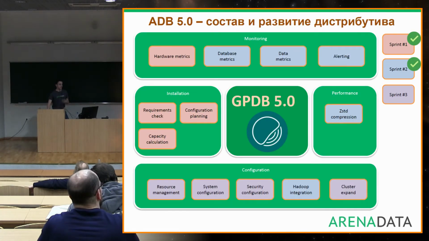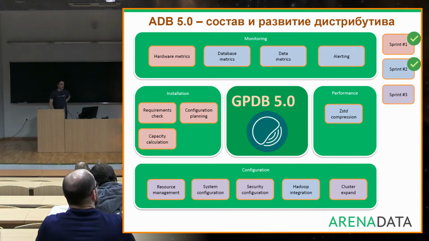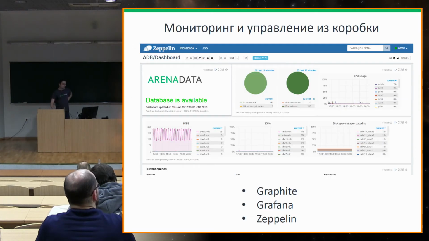Our distributive consists of Greenplum core and additional features. Sprint 1 and Sprint 2 have been closed. We started working with Greenplum in September, and now we work on the third sprint on integration with other systems and on various management systems and their simplification. Here is our monitoring. We use the standard stack that is Graphite, Grafana, and Zeppelin. It works out of the box. It can be set. Administrators do not have to do anything, but if you want to change it, you can do it.